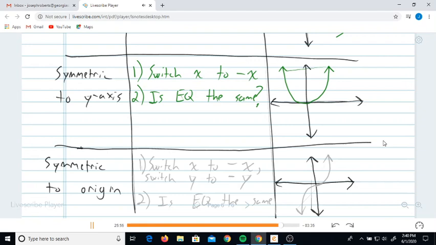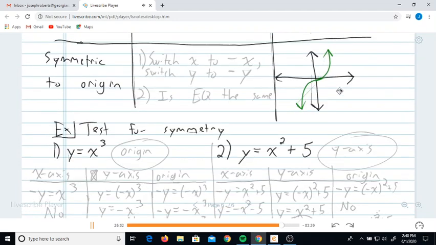Now, when it comes to origin, we do two reflections. So there's an example of a graph that's symmetric to the origin, and we basically do both. Switch x to negative x, so that reflects over the y-axis, and then we switch y to negative y, that will reflect over the x-axis, and then ask yourself, is the equation the same?